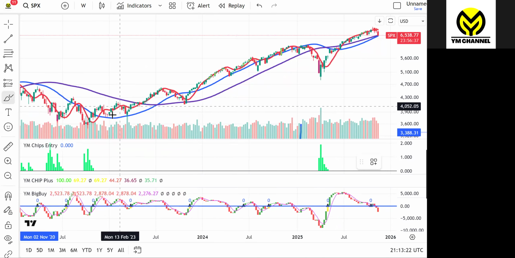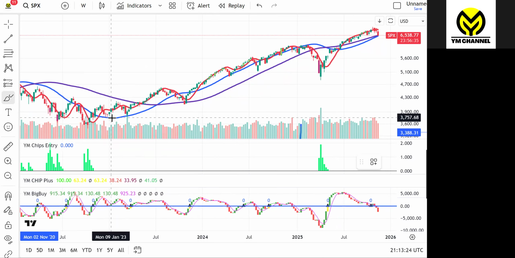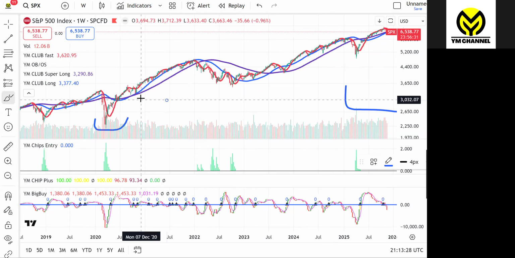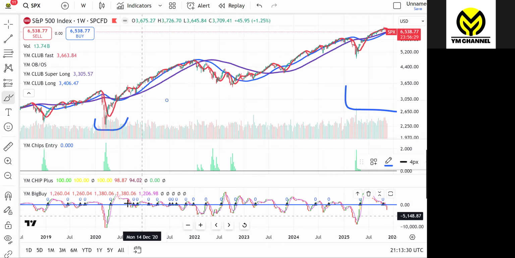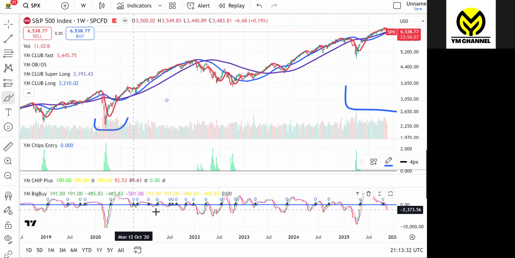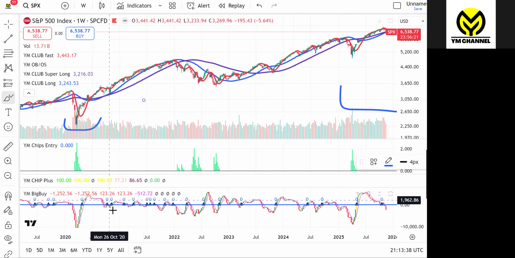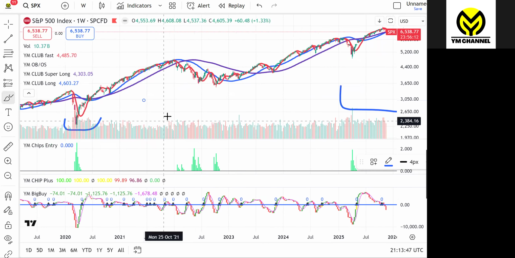Okay? So if we follow the pattern, at the same time, what happened? What is the factor to make it go up again? Do you remember? The factor is the money coming in, right? The money, the big volume or YM chip entry. So what happened in this W? The money has to come up, and make this red line, the YM club fast, go upward.